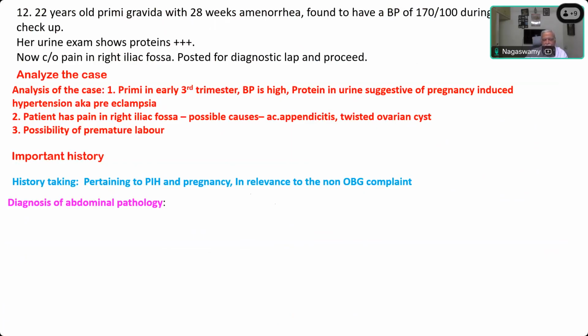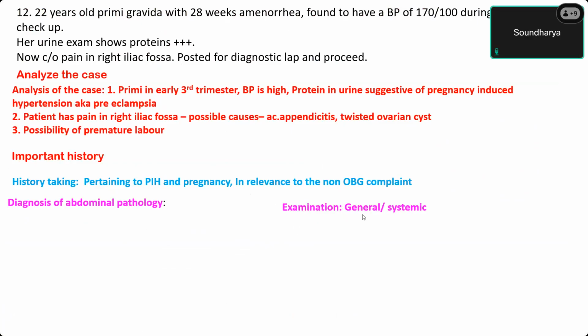The medial 2/3 joining with the lateral 1/3. That is called the McBurney's point. So that will be distorted when my lady is 28 weeks pregnant. So McBurney's point tenderness may not be fully elicited in this case. So how do you diagnose the abdominal pathology? Ultrasound. Everything now is ultrasound.